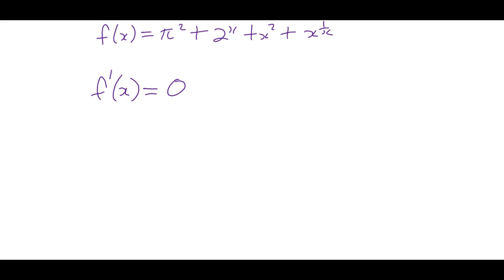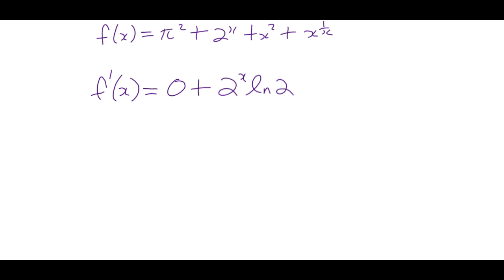All right, so what are we doing? So the original function was f of x is equal to pi squared plus 2 to the x plus x squared plus x to the 1 over x. So f prime of x is equal to 0, right? Derivative of pi squared, constant, 0. Plus 2 to the x ln 2.